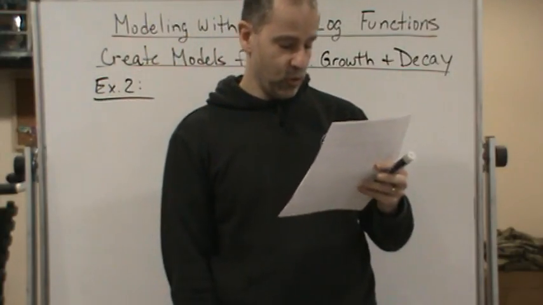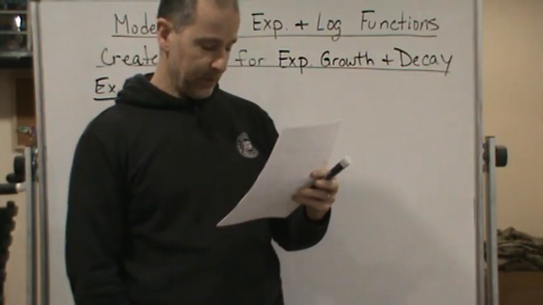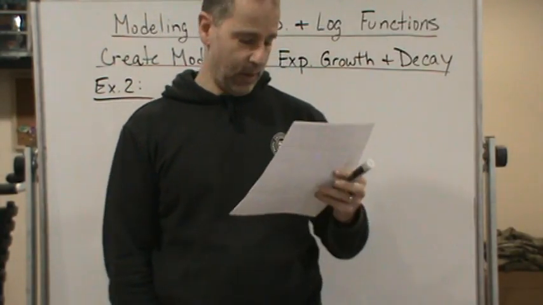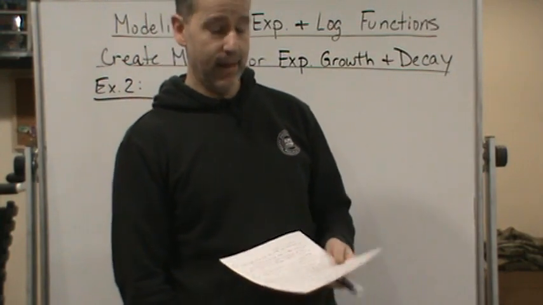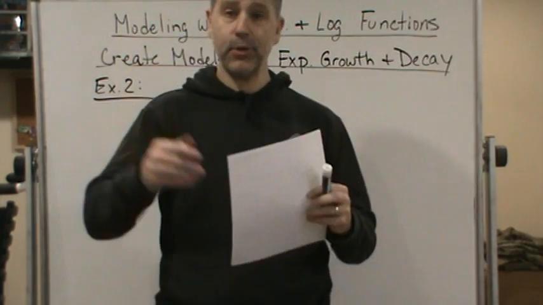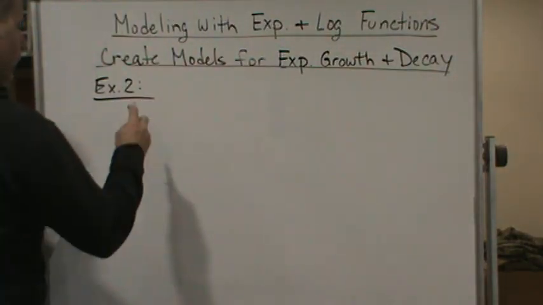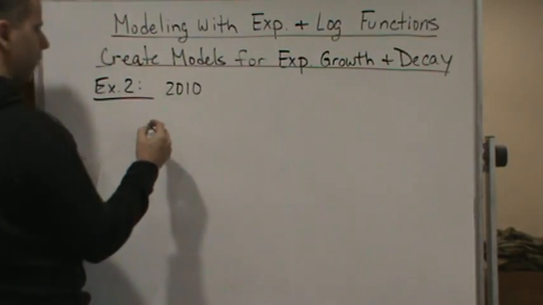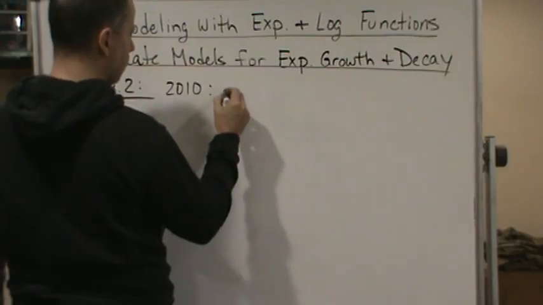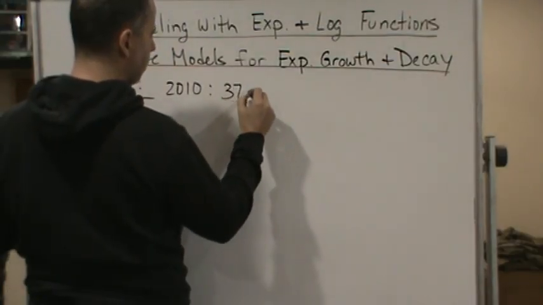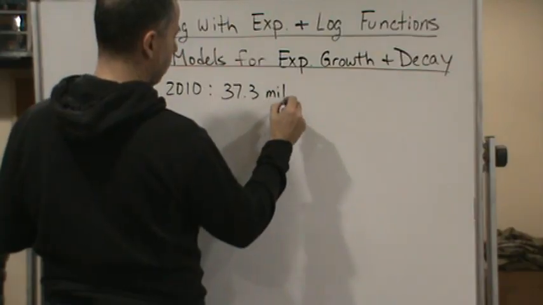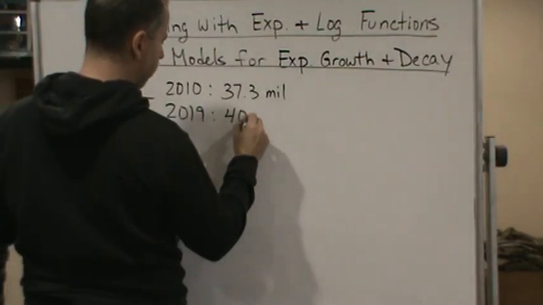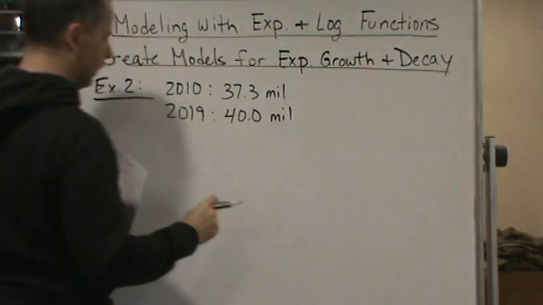On January 1st, 2019, the population was 40.0 million people. Let t equal 0 represent year 2010. So that's the information we're going to get. Okay, so let's write that down. We've got 2010, right? And this is all California population in the millions. 2010 population was 37.3 million. In 2019, the population was 40.0 million.